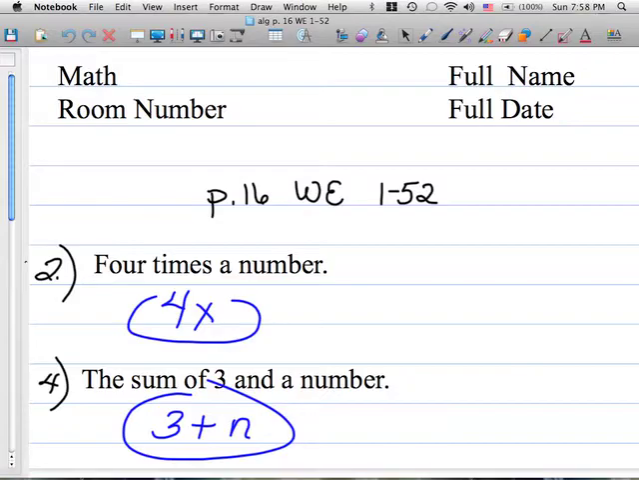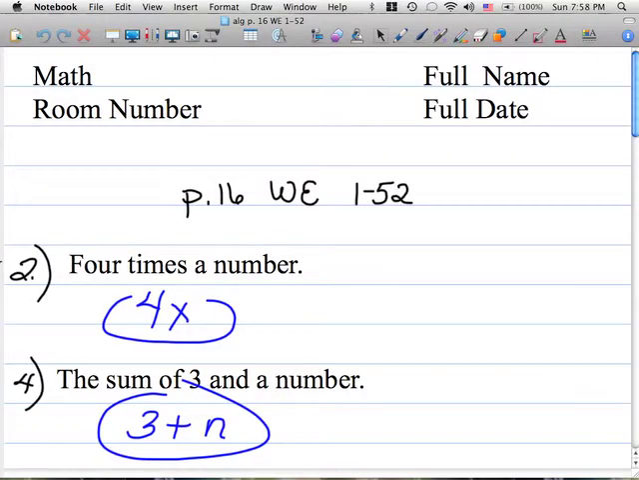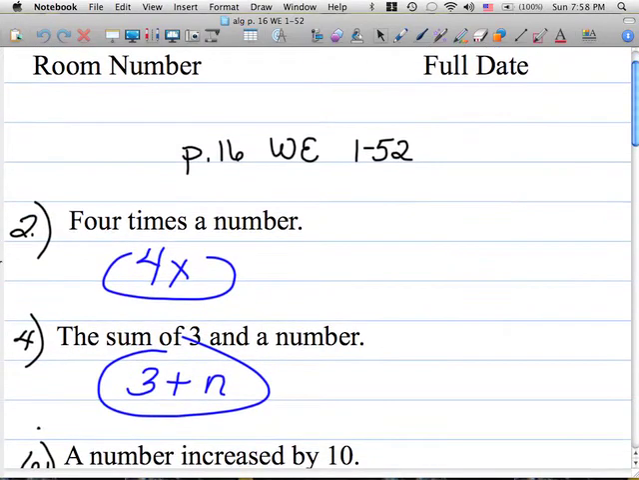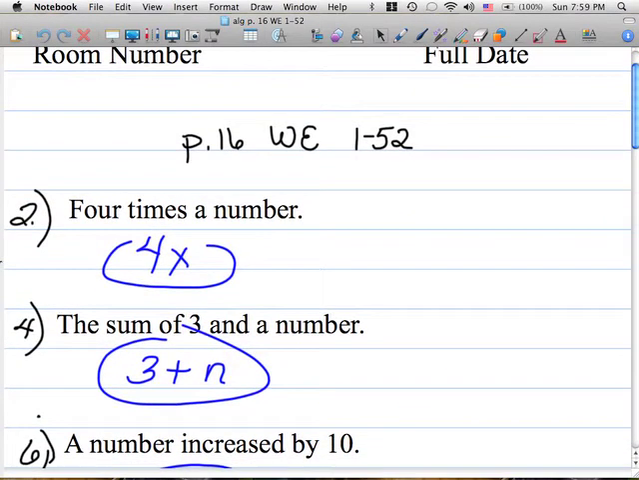Now I'm going to write the problem out. You do not. You can translate directly. So what you see in blue is the only thing that you need to write down. So problem number 2. The book says 4 times the number. We're going to translate it to a phrase. If they do not give you the variable, you can choose any letter of the alphabet. I chose X here. So 4 times the number is 4X. Remember not to use the times sign.